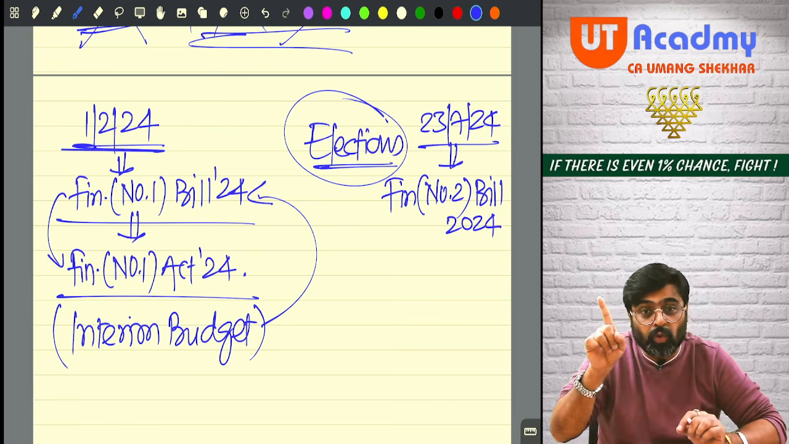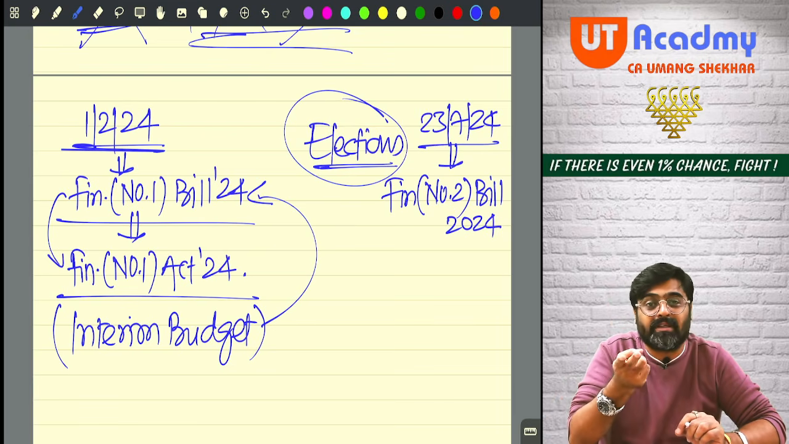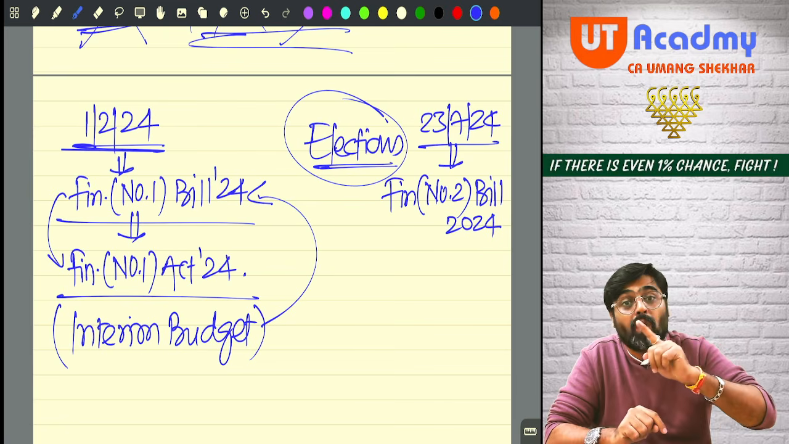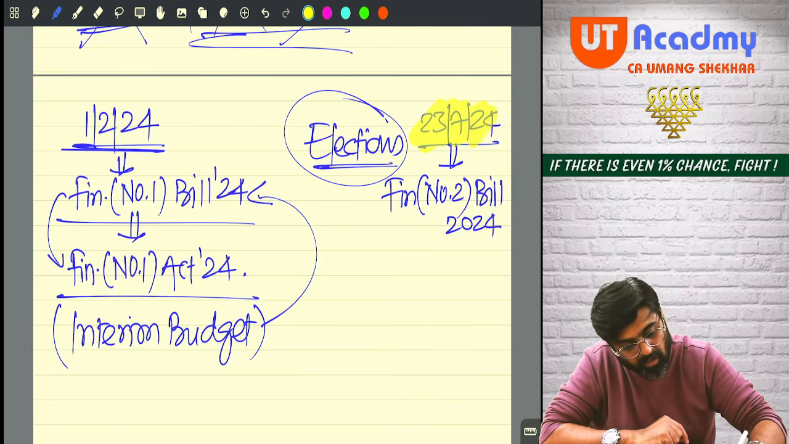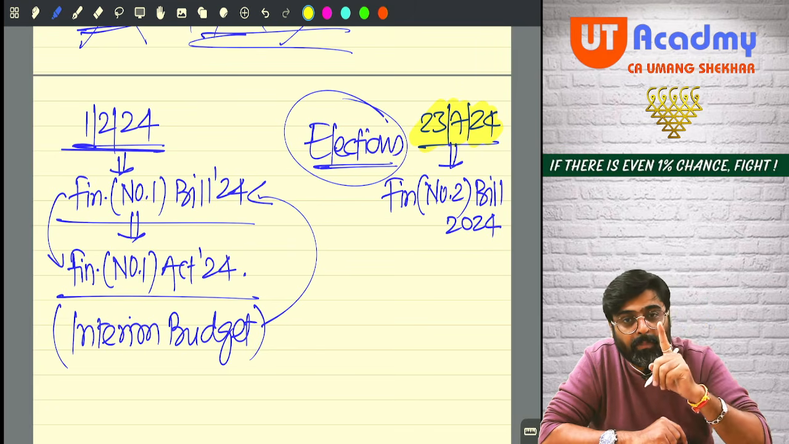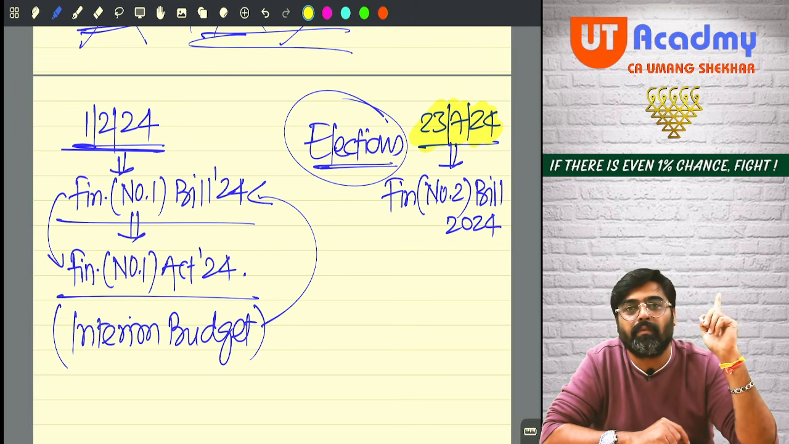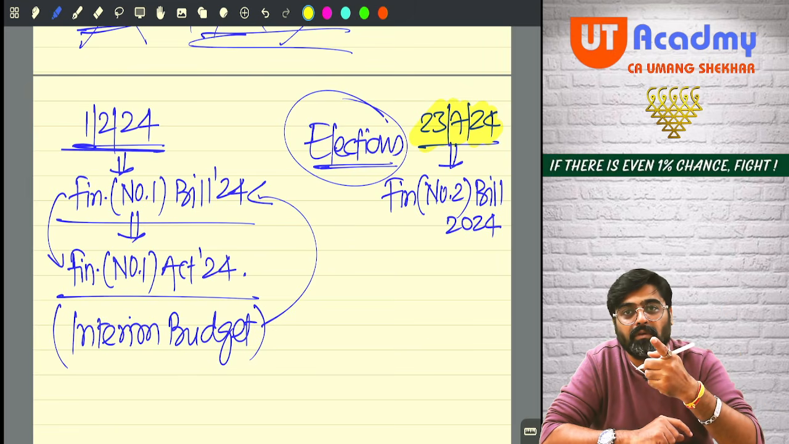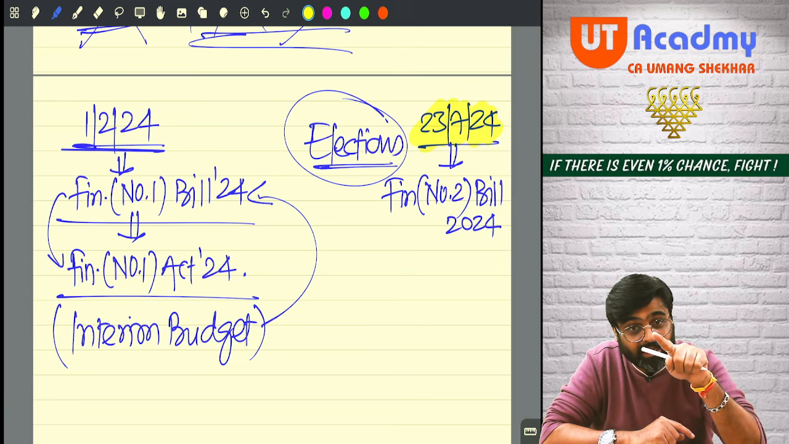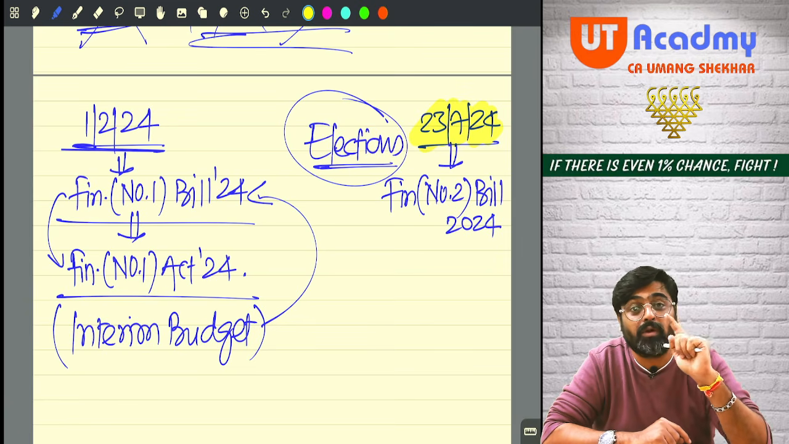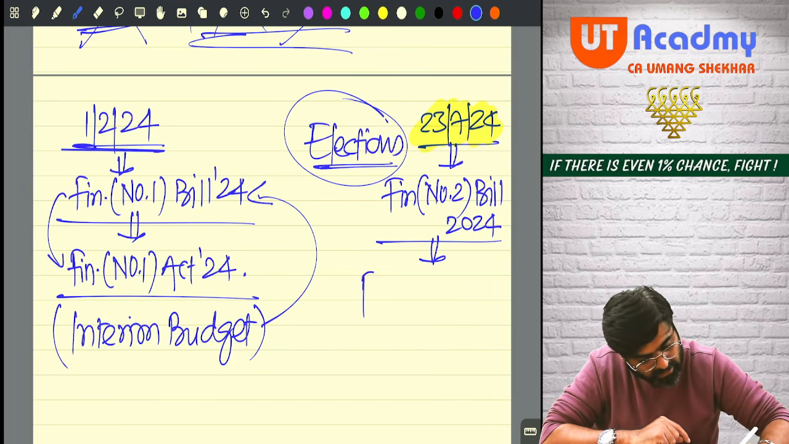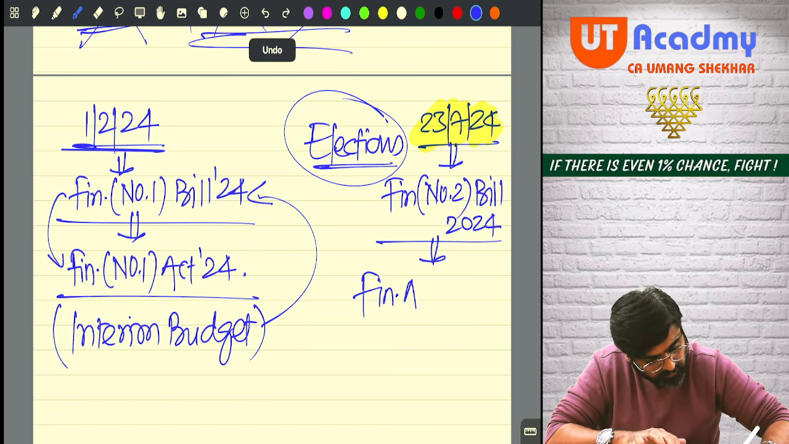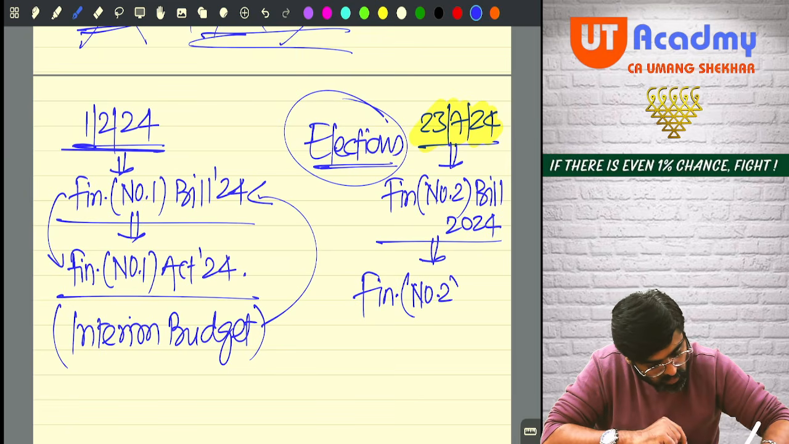And this time in 2024, the second budget, final budget, was presented on 23rd of July. Hence this date becomes very important. This date will come multiple times in your capital gains chapter. Multiple times. Understanding? Because that is the budget date, 2024, 23rd July. Now, this finance bill was passed in the parliament and it became Finance number 2 Act of 2024.